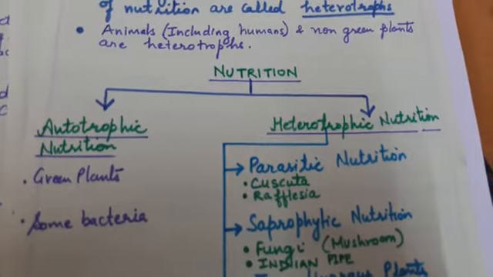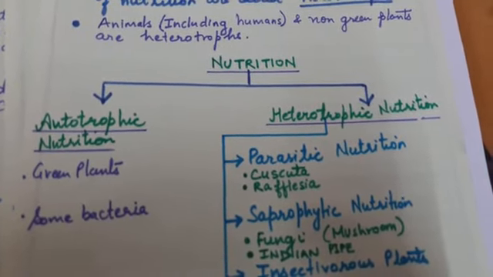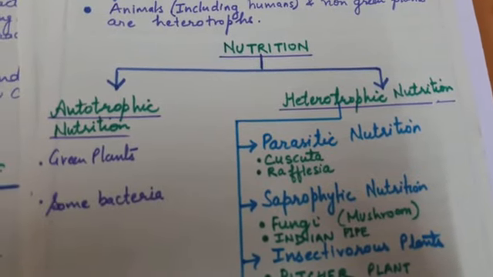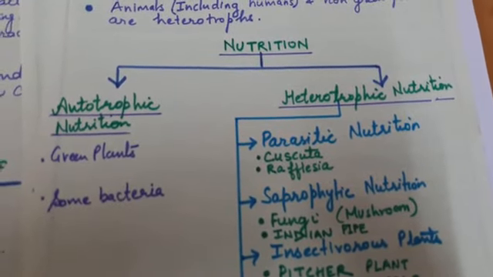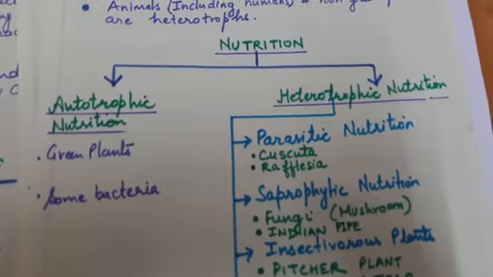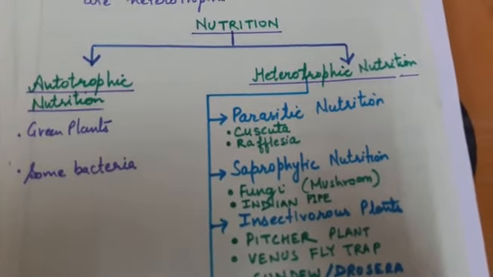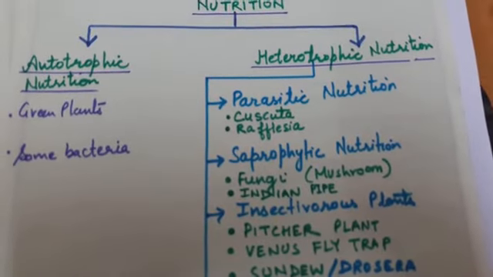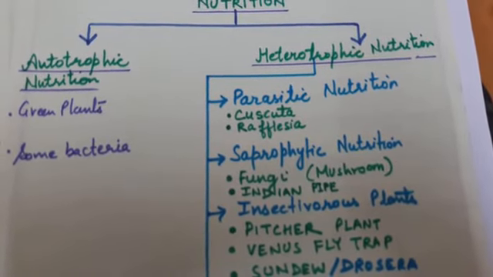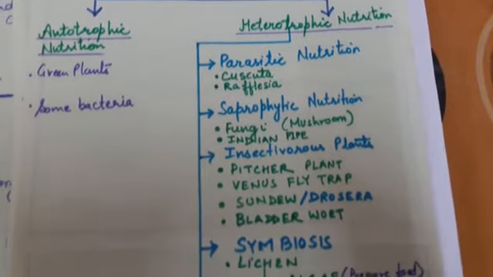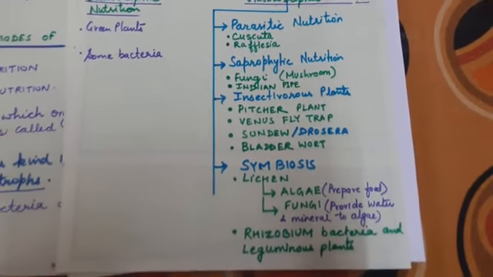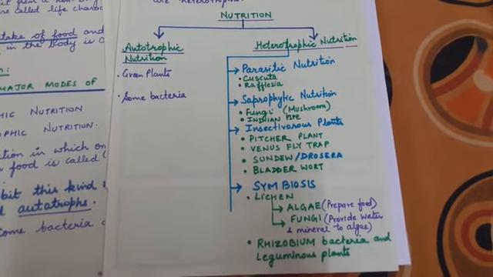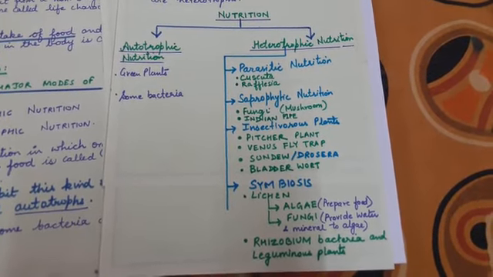So students, I have made a very nice flowchart for you to understand the concept so that you can classify nutrition into its 2 categories. Autotrophic nutrition, which you are aware is shown by green plants and some bacteria, and heterotrophic nutrition, that is further divided into parasitic nutrition, saprophytic nutrition, insectivorous plants, and symbiosis. This is how you can see the whole flowchart for nutrition.